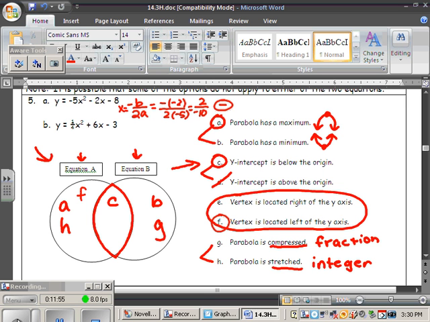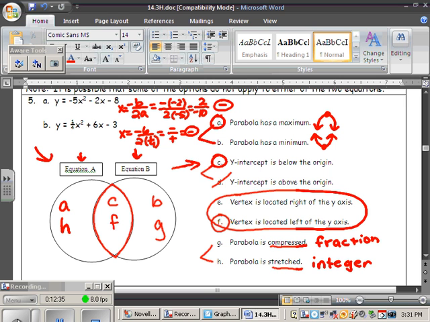Let's see for the second one. Okay, so it's going to be -6 over 2 times a fourth. Now, you don't have to do the calculation for the fractions. Just look at the sign. You've got a negative on top and a positive on the bottom, and a negative divided by a positive is a negative. So because they're both negative x values of the vertex, they're both going to have a vertex that's located to the left of the y-axis. So I'm going to erase the F over here in equation A's circle and put that in the center because they share that in common.